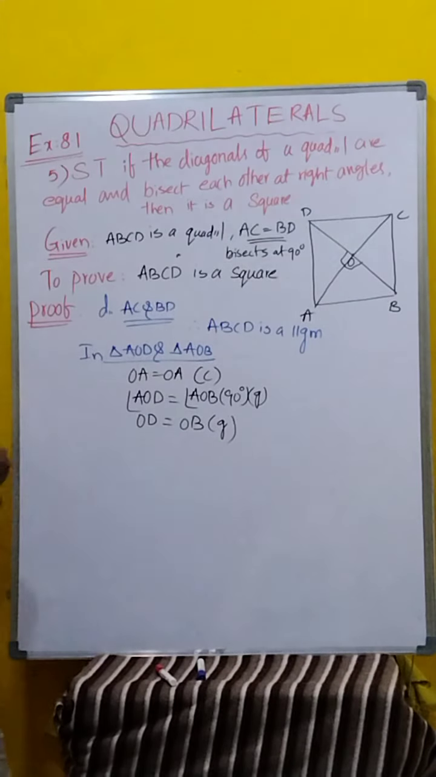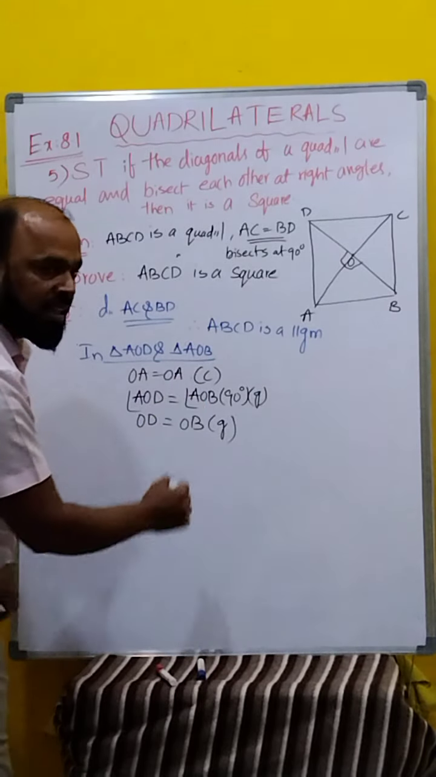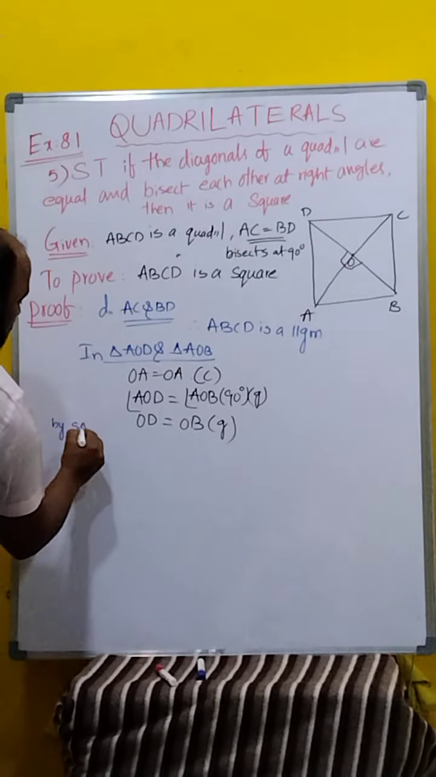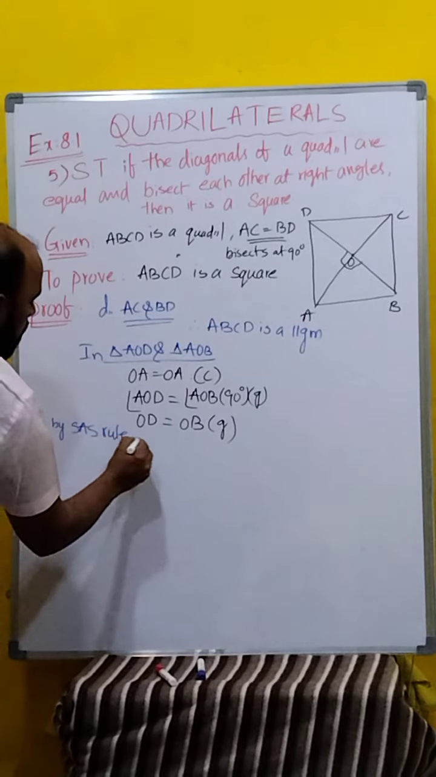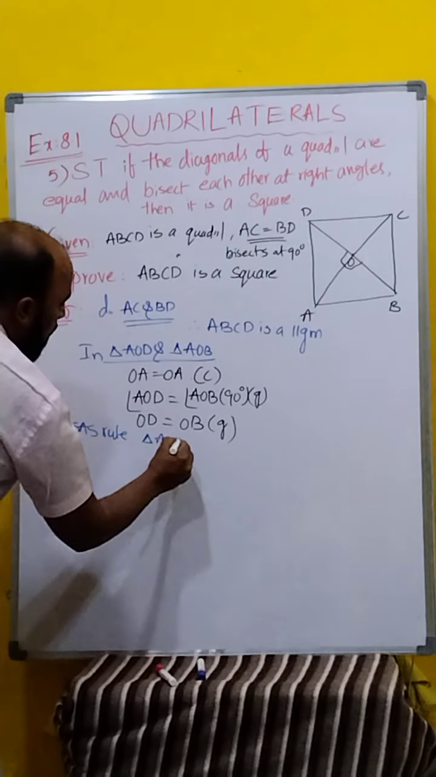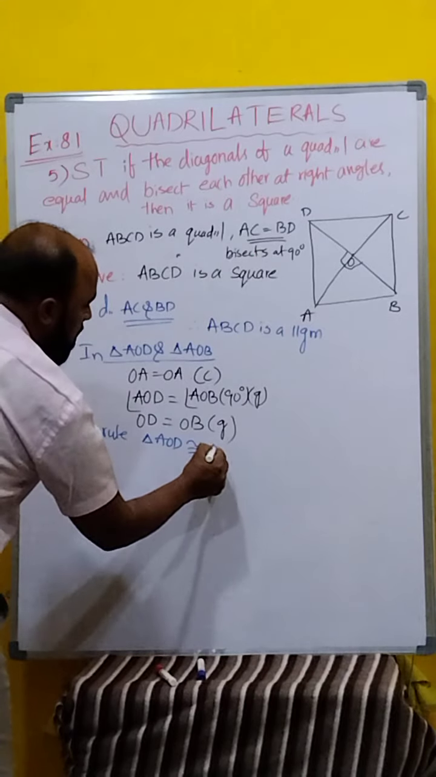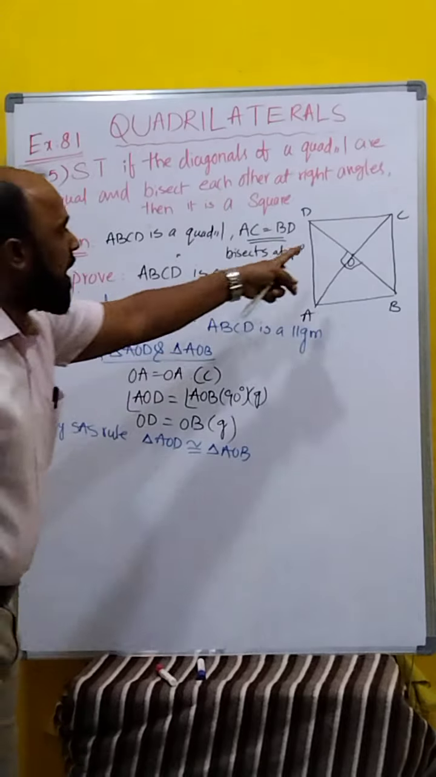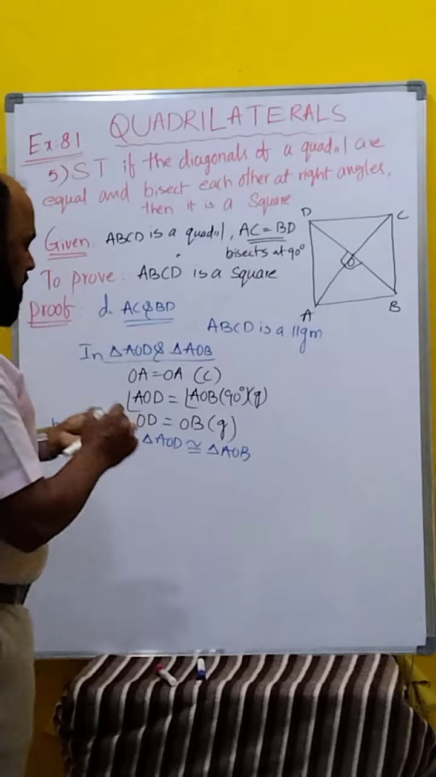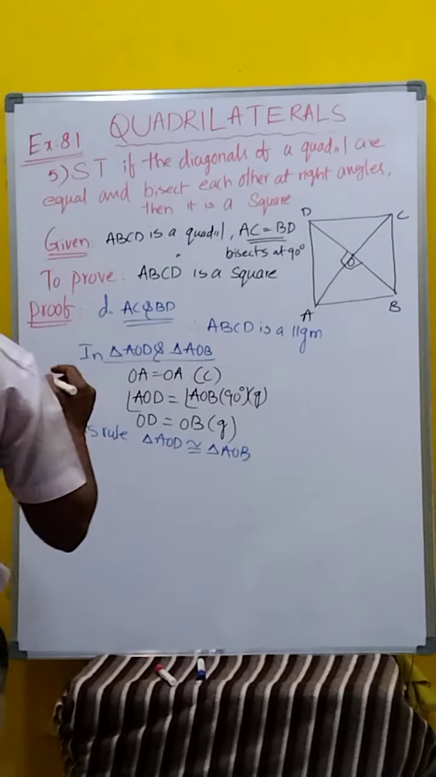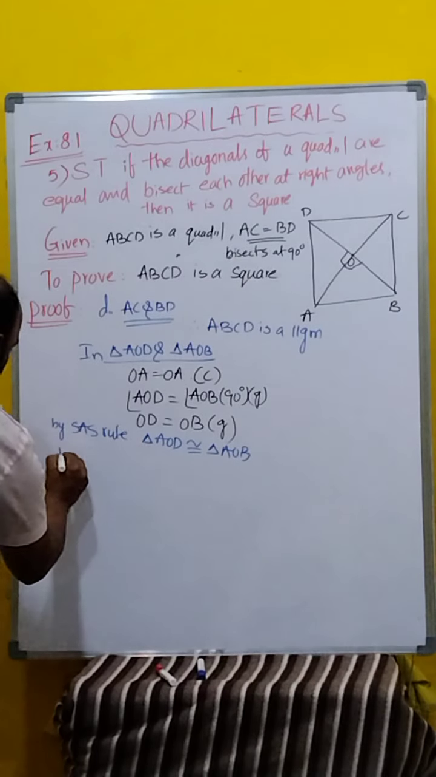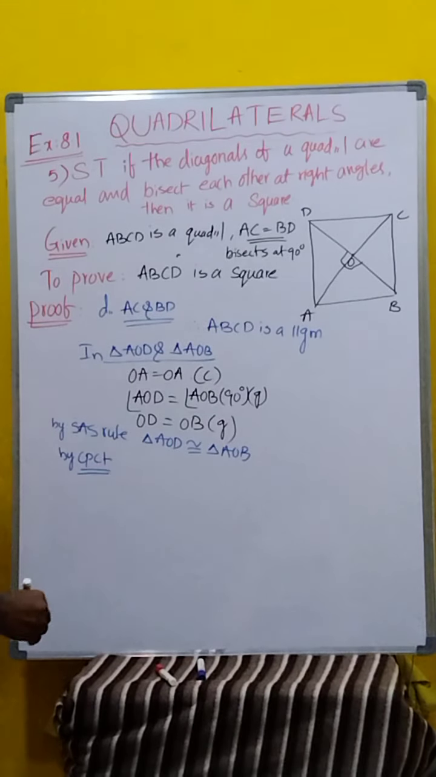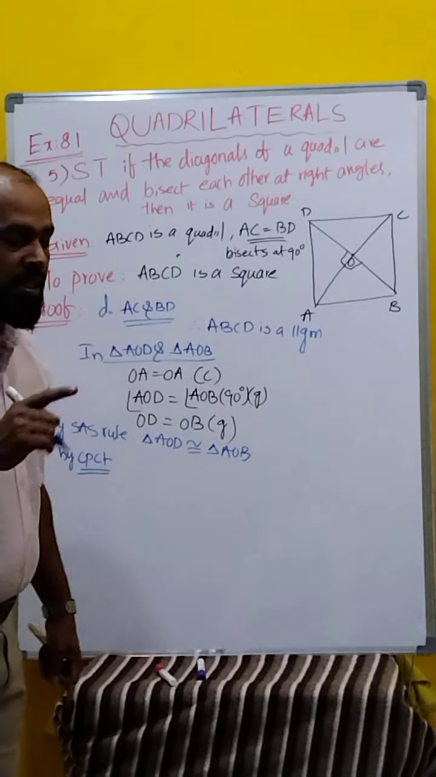What is working in this? Side, angle, side. By SAS rule, triangle AOD is congruent to triangle AOB. Clear children? These two triangles both are now congruent. Now we'll go for the, by CPCT, yes, corresponding parts of congruent triangles.